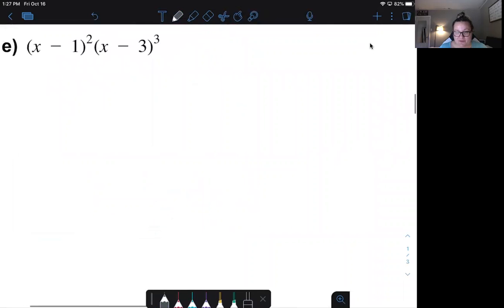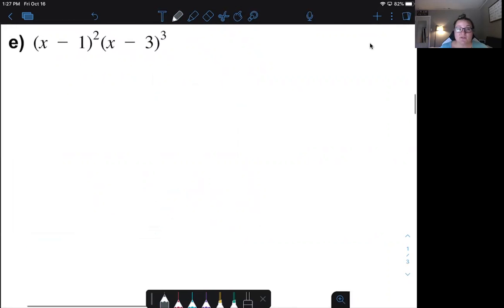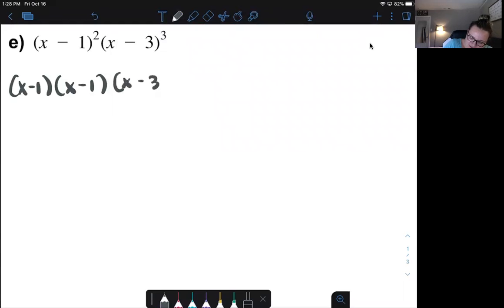All right, let's do a fun one. So for part E, we have x minus 1 squared times x minus 3 cubed. This is going to be a lot of work. Let's dive right in. So x minus 1 squared actually means x minus 1 times x minus 1. X minus 3 cubed is actually x minus 3 times x minus 3 times x minus 3. We're about to do a crap ton of distribution.